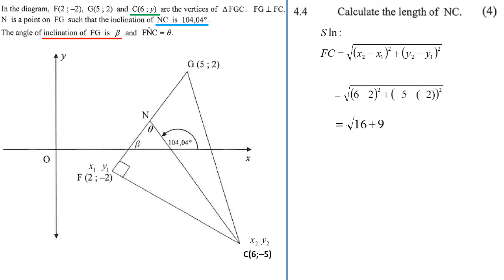You can simplify it there. 6 minus 2 is 4, 4 squared is 16, minus 5 plus 2 is minus 3, 3 squared is 9, and then 16 plus 9 is 25, and the square root of 25 is 5. And then remember, we now know the coordinates of C, it is 6 and minus 5. That is why we are using them here, because the value minus 5 is the value we calculated in the previous question. So it means the distance from F to C, or from C to F, is actually 5 units.